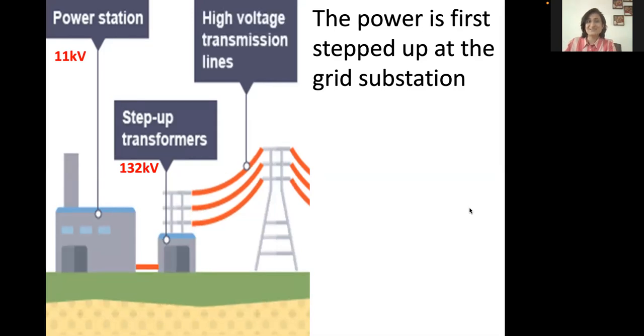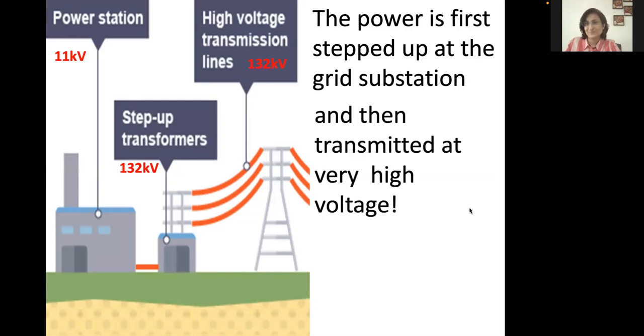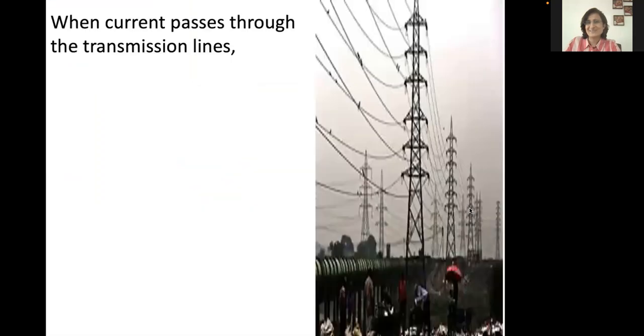And this is the amount of voltage in these high voltage transmission lines: 132 kilovolts. At that very high voltage, it's being transmitted towards your homes. Also, let's understand, at that high voltage, obviously the current is also being passed through the transmission lines. And if current is passed, heat is generated in the lines.